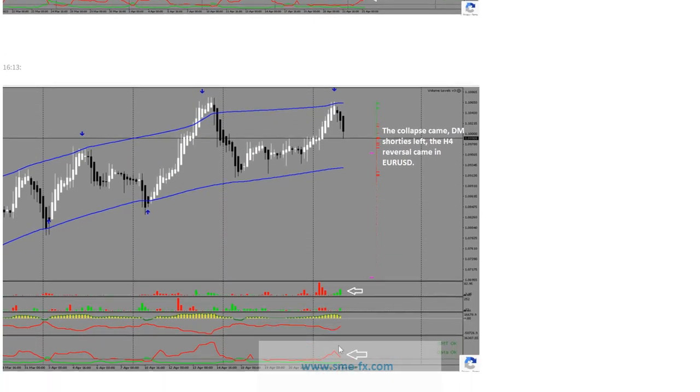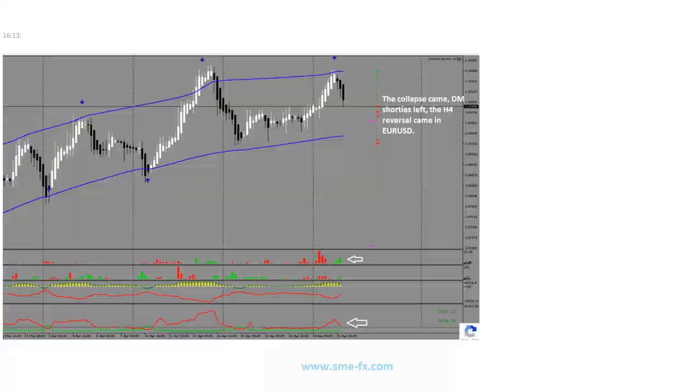So we had the collapse, okay? Shorties left the market. Some got kicked out with the stop hunt. Others were able to close at break even because of the down move as well. And then we have a dumb money switch, a mini dumb money switch, okay? Like I wrote here, it's 413. The collapse came. Dumb money shorties left. The 4-hour reversal came in euro dollar, okay? And I did a short trade there, which was really nice, okay?